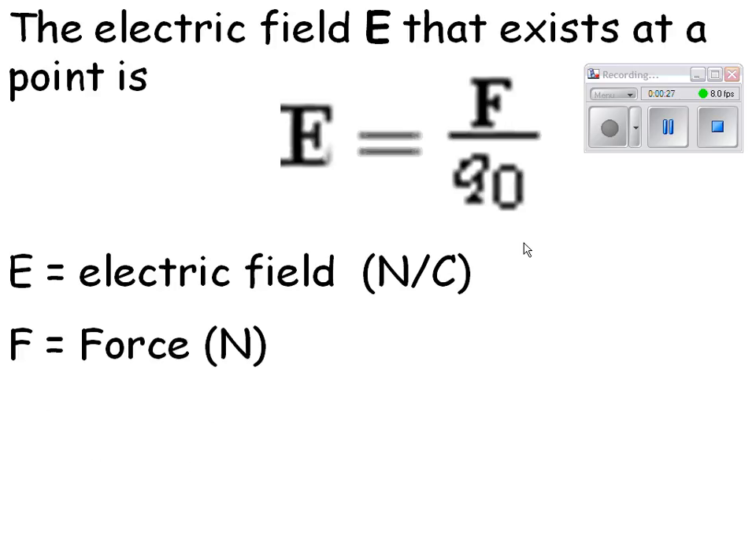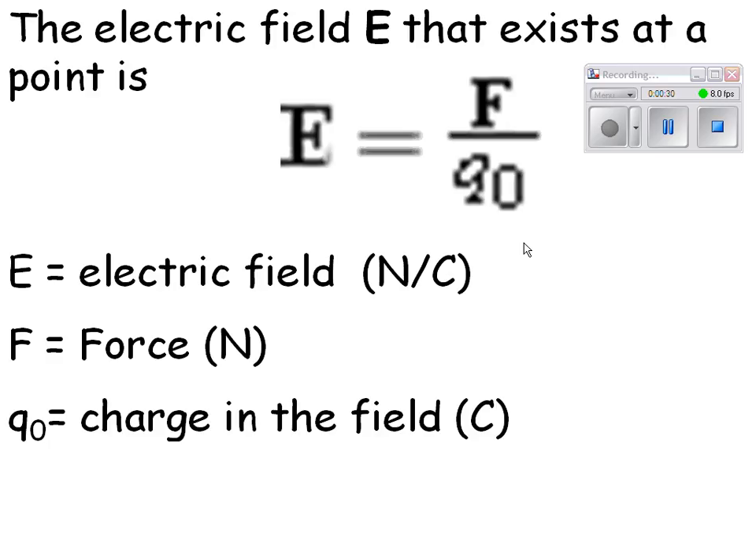Now E is the electric field measured in newtons per coulomb. F is the force measured in newtons. Q sub naught is the charge that's in the field. It's not causing the field. This is the charge that's in the field. It's a test charge that has a force acting on it because of the electric field.